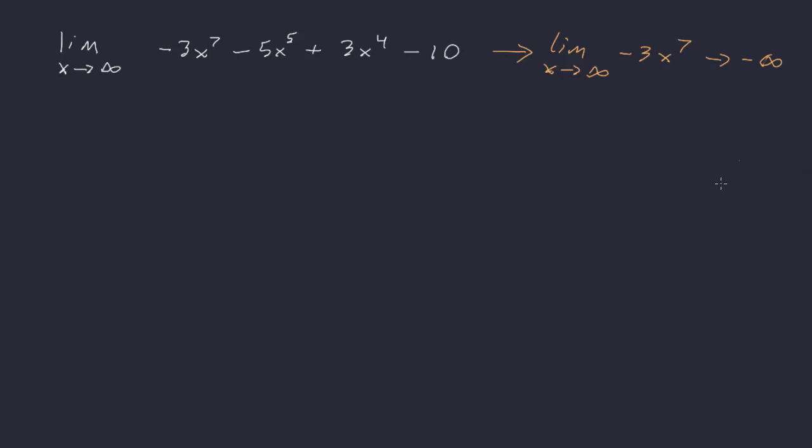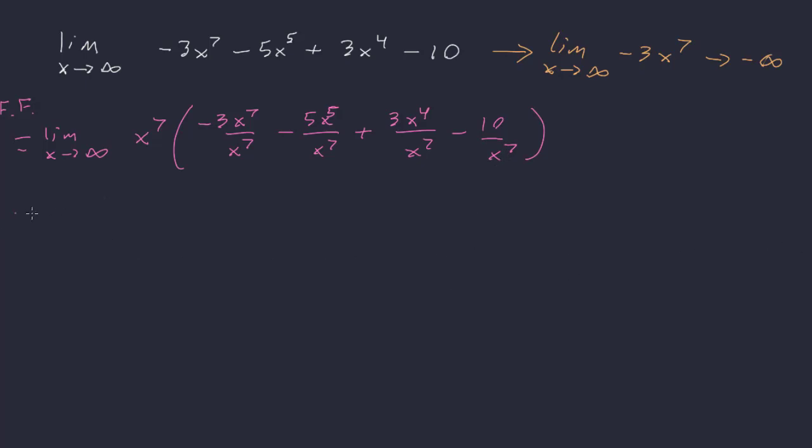we can also use the funky factoring, right? Because this will be, let me use a different color here. So this will be the limit as x goes to infinity. If I use the funky factoring, I'm going to take out, let's take out just x to the 7th. I have x to the 7th, and I'm going to divide everything here by x to the 7th. So it would be negative 3 x to the 7th over x to the 7th minus 5x to the 5th over x to the 7th plus 3x to the 4th over x to the 7th minus 10 over x to the 7th. Okay, and you might think that I've just made that way worse.